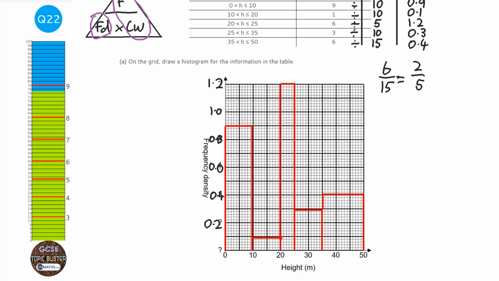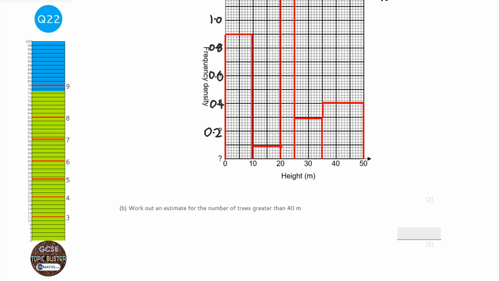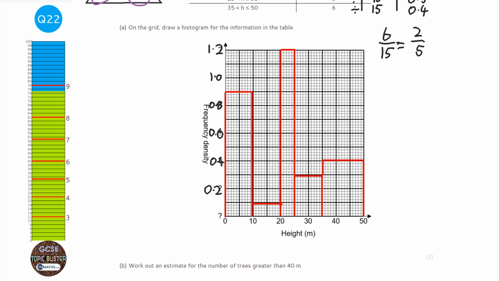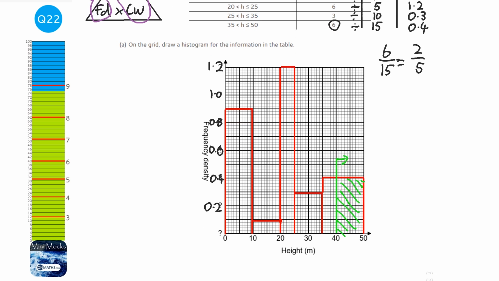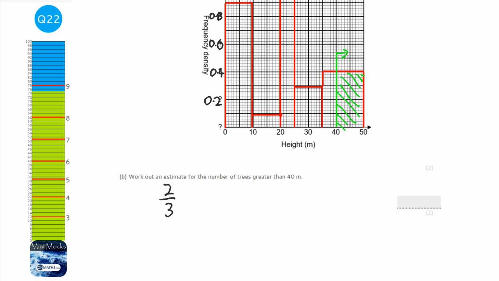Excellent. Okay, so the next question says work out an estimate for the number of trees greater than 40 meters. So I want to draw a line up from 40, and we want it to go across here. So we're looking for an estimate for the amount that are in here. Well, if you look at it, I've shaded in 2/3 of that last group. In the last group there are 6. So I want to find 2/3 of 6, because the total frequency for that bar is 6, and we're looking for 2/3 of it. Well, 1/3 of 6 is 2, so 2/3 of 6 is 4.